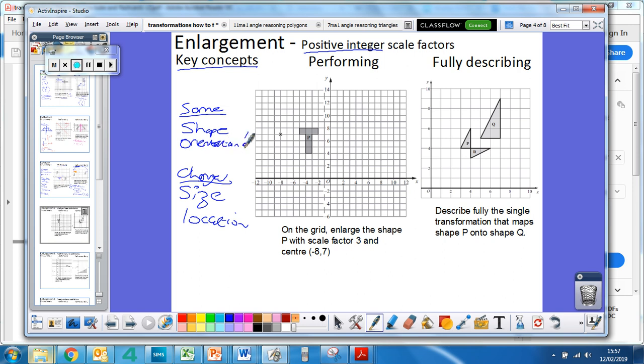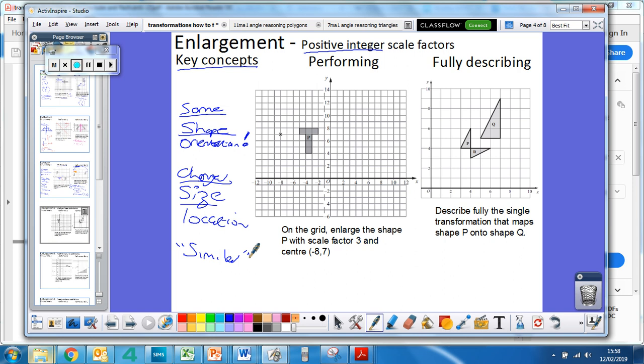However, not always. So when you see some later videos on this, you will notice the orientation looks like it has changed. So, key things here, if a shape stays the same shape but its size changes, it's no longer a congruent shape. It would be a similar shape. So those are the key concepts. Let's look at how this works.